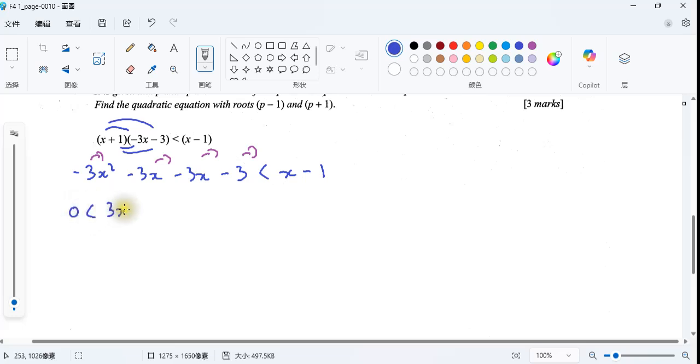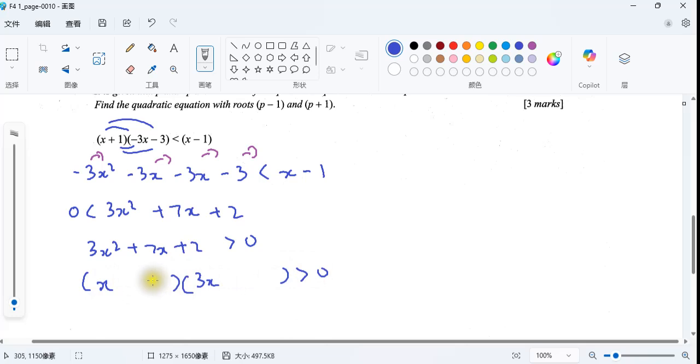0 less than 3x squared plus 7x, and then minus 1 plus 3 is plus 2. So we have 3x squared plus 7x plus 2 greater than 0. And we do the factorization, (x plus 2)(3x plus 1). So the critical values are x equal to negative 2 and x equal to negative 1 over 3.